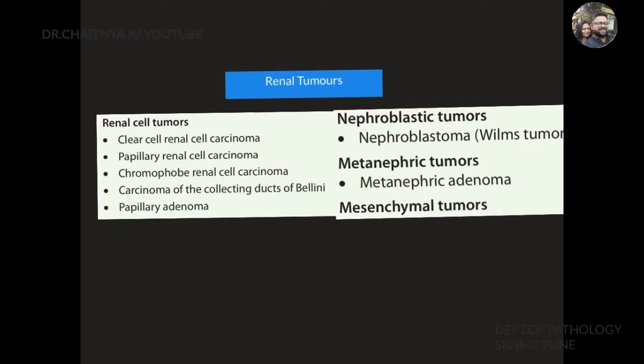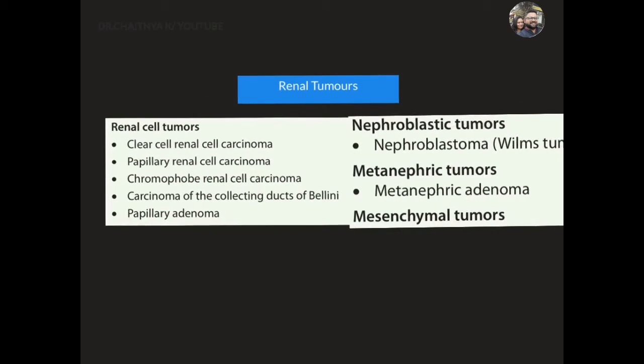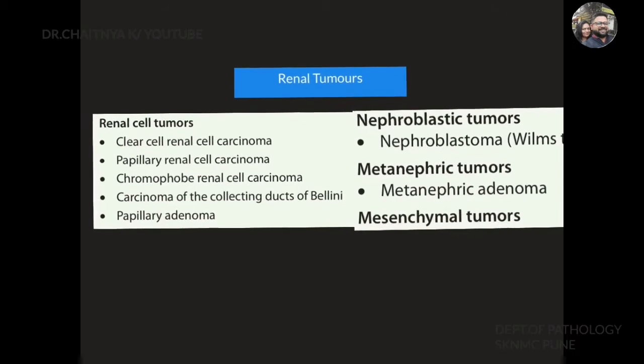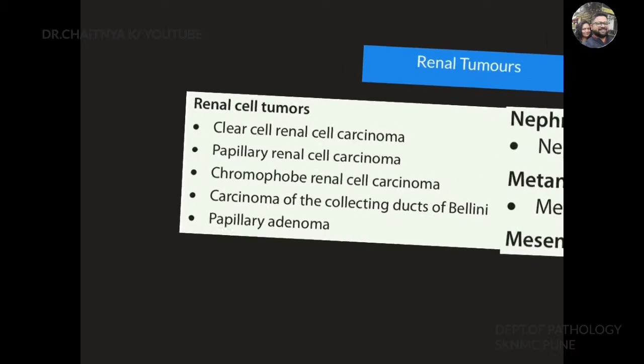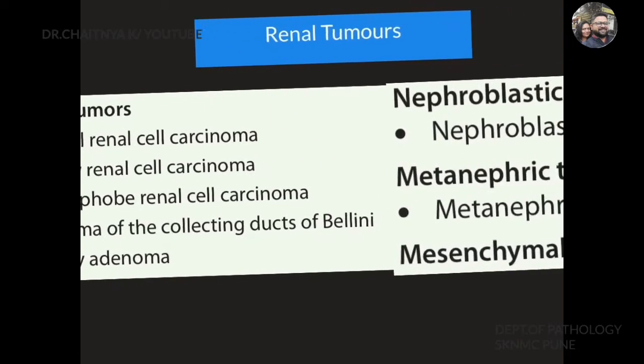Coming to the renal system part 2, renal tumors. This is the classification of the renal tumor which has been covered for you in the theory practical. I am not going into the detail. So, just as a broad classification, renal tumor histologically can be seen as clear cell, papillary, chromophobe, carcinoma of collecting duct (Bellini), and papillary adenoma. Out of this, clear cell is the most common.